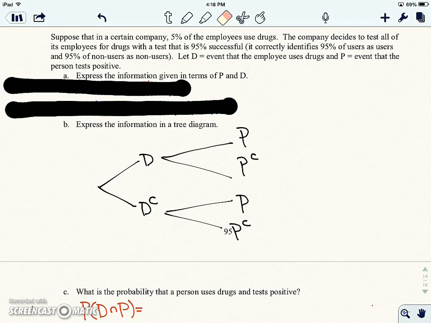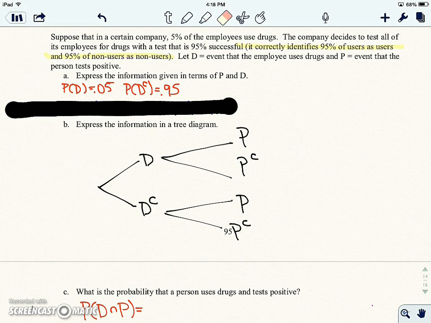Chapter 15, Day 2, Part 2. Suppose that in a certain company, 5% of the employees use drugs. The company decides to test all of its employees for drugs with a test that is 95% successful, i.e. it correctly identifies 95% of the drug users as users and 95% of the non-users as non-users. We're going to let D equal the event that employees use drugs and P the event that they would test positive. Express the information in terms of P and D.